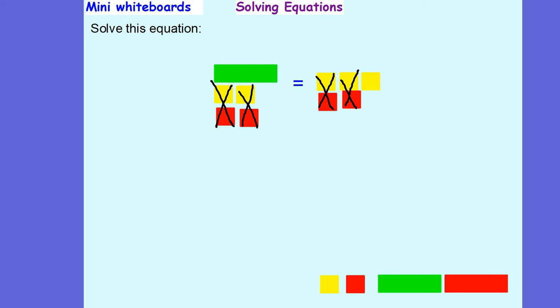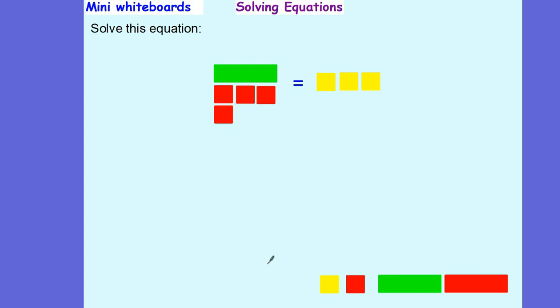How good are you, Year 7? How about now? What do I need to add to be left with just the green rectangle? And what's the green rectangle worth? Solve this equation. Okay, this time to cancel out those 2 red squares, I need to add 2 yellow squares. And if I do it to one side, we know I have to do it to the other. If I cancel out my 0 pairs, I'm left with the green rectangle is equal to 5 yellow squares.